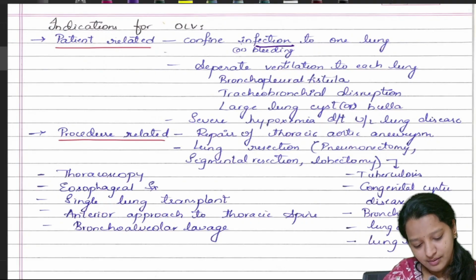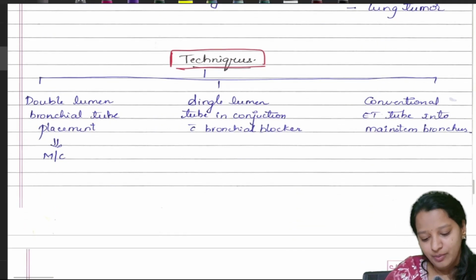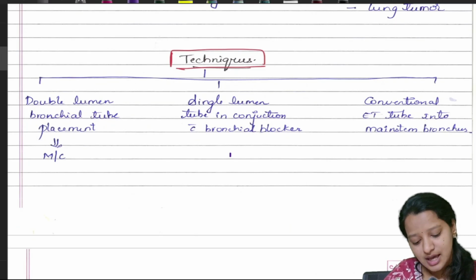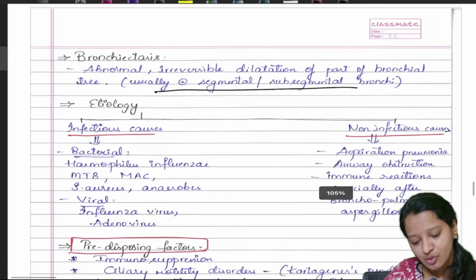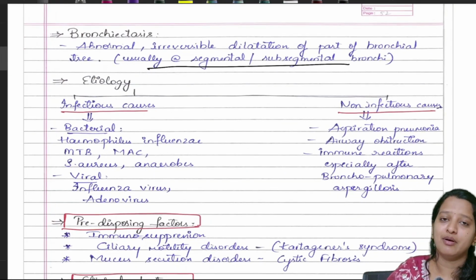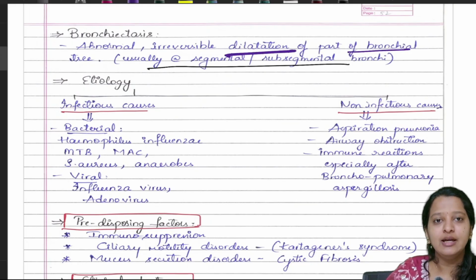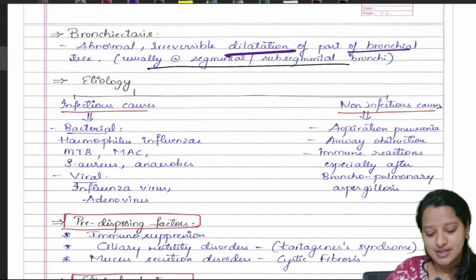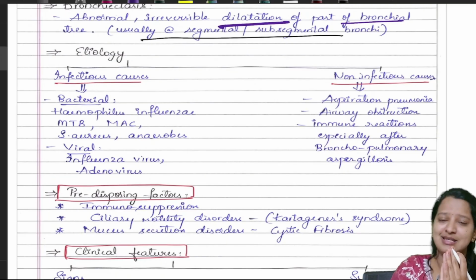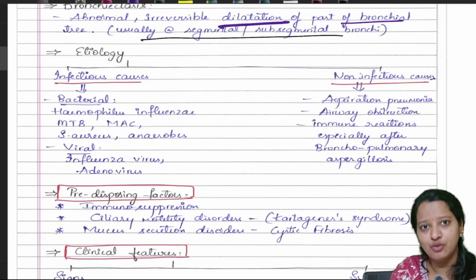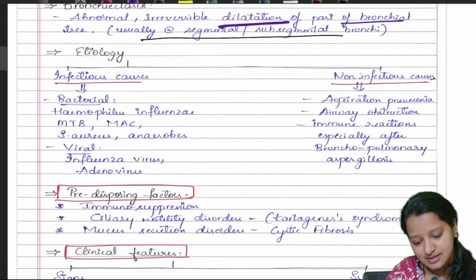Coming to techniques: double lumen tube, single lumen tube, conventional ET tube directly into the mainstem bronchus, and the fourth one is univent tubes. We'll learn about these tubes later. So we are taking a specific case, might be a bronchiectasis or tumor. Bronchiectasis is nothing but abnormal and irreversible dilatation of a part of bronchial tree, whether it may be segmental or subsegmental. On a gross, just to know what is this bronchiectasis or what types of tumor can occur in the lung. This is a theory part.